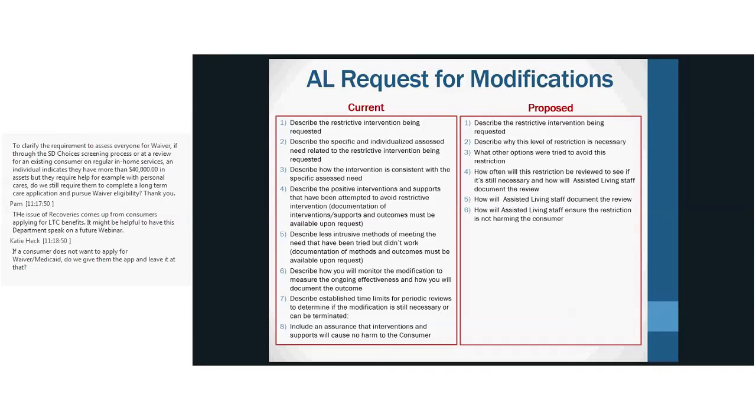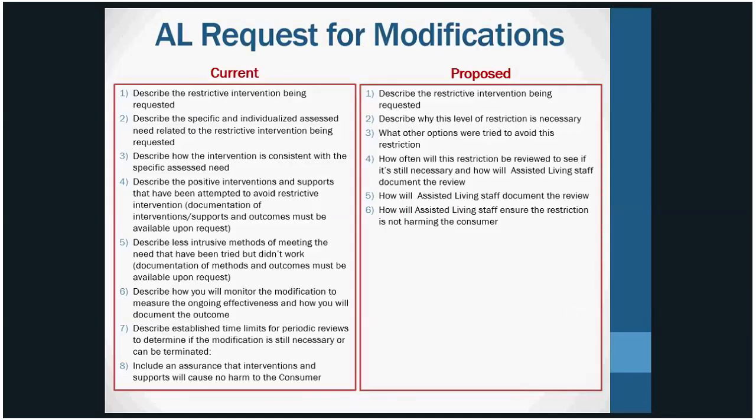So we did have another question in the Q&A. If a consumer does not want to apply for waivers/Medicaid, do we get them the app and leave it at that? I do think we need to encourage people to apply for Medicaid, because if they meet the level of care, especially if they meet the level of care for waiver, we cannot provide services to them through our regular in-home services program. Just because, like I mentioned, it's more cost effective for them to be on waiver, because the federal government picks up 50% or more of the cost of those services. So per policy, we would not provide our regular in-home program services to them.